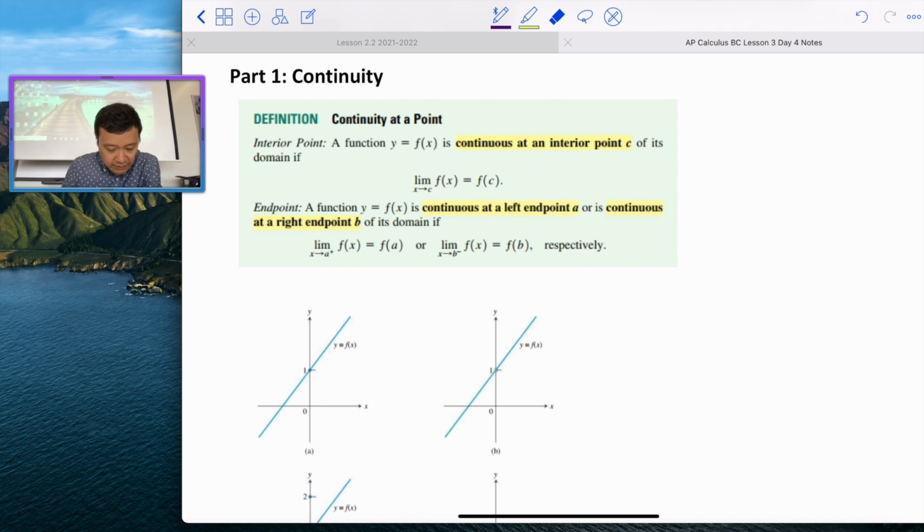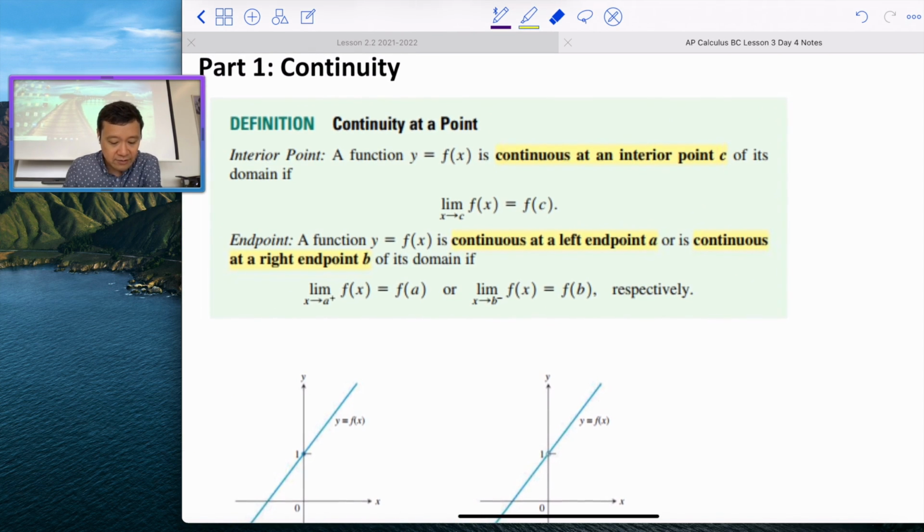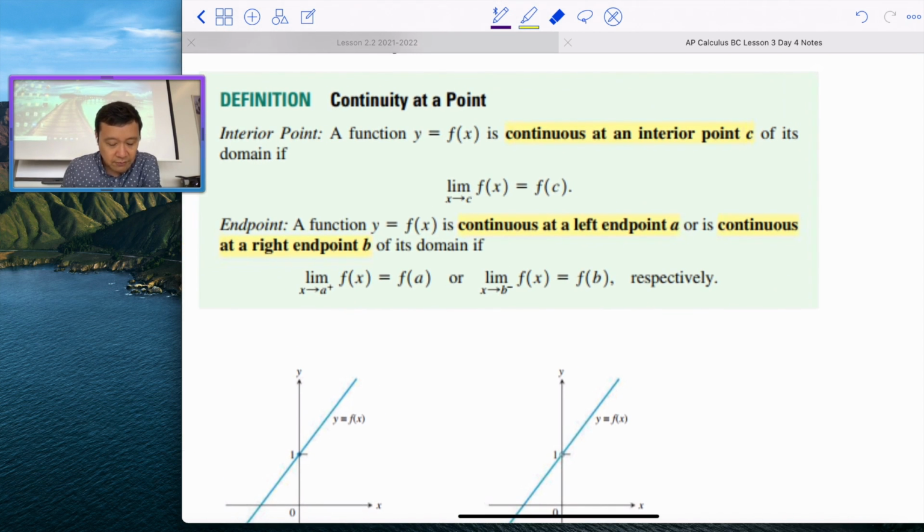So let's start with that definition right there. You have seen this last year in your AB course. A function is continuous at point C if the limit of that function as x approaches C matches what the defined value of that function is at x equals C. Once again, a function is continuous at an interior point C if the limit of f of x as x approaches C matches the value for f of C. The limit matches the defined value.